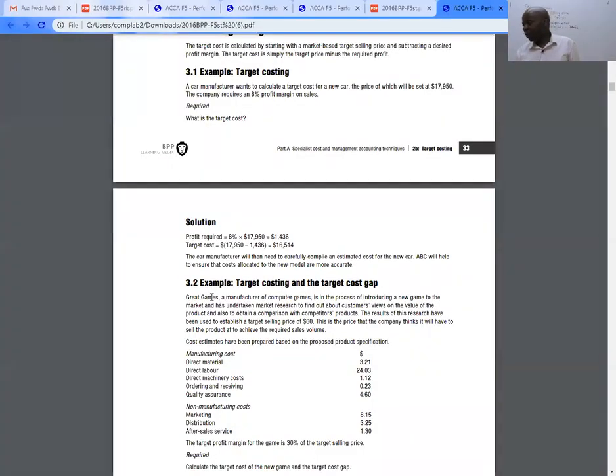Teresa, this is a question we are doing. Example 3.2, target costing and target cost gap, where they have asked us to calculate the target cost of the new game and the target cost gap. You simply follow the steps that we have laid down. Is there anybody who wants Mwalimu to do this question very fast?